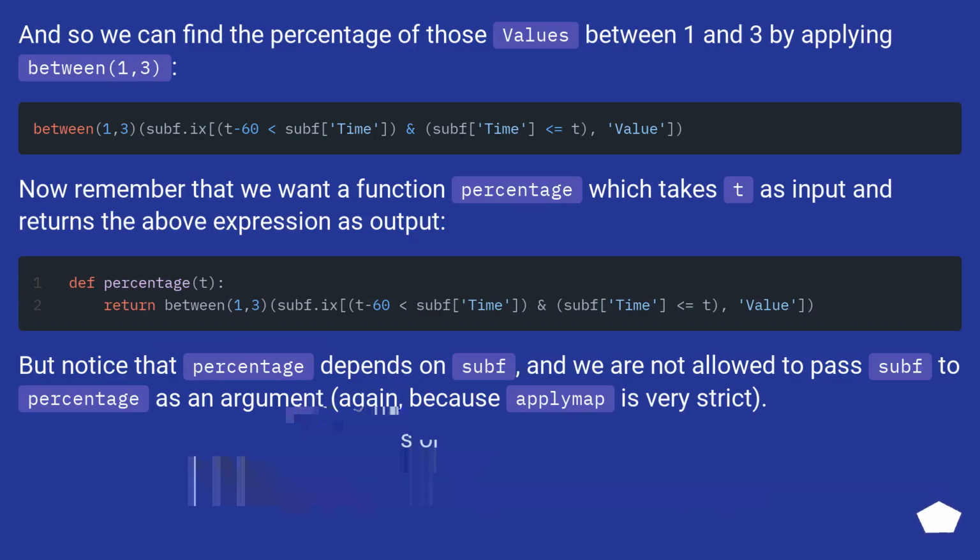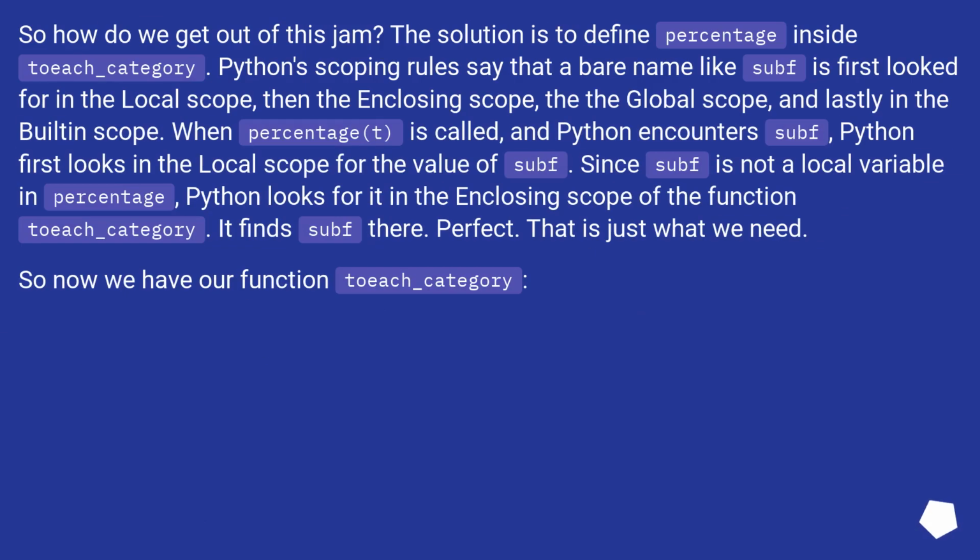And so we can find the percentage of those values between 1 and 3 by applying between_1_3. Now remember that we want a function percentage which takes t as input and returns the above expression as output. But notice that percentage depends on sub, and we are not allowed to pass sub to percentage as an argument, again, because applymap is very strict. So how do we get out of this jam?